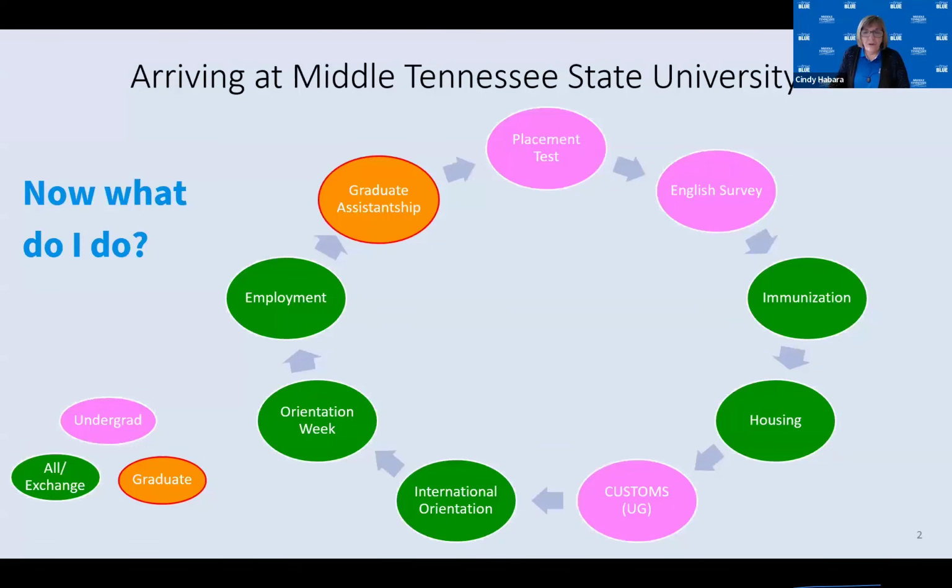Okay, this is everything we're going to talk about today, and I've changed this. I've color-coded things. So everything that's in pink is primarily for our undergraduate students on an F1 visa. Everything in green is for everyone, including our exchange students. And everything in orange is primarily and almost exclusively for our graduate students. So there's a whole set of things that the graduates are allowed to do, but we're going to cover everything.